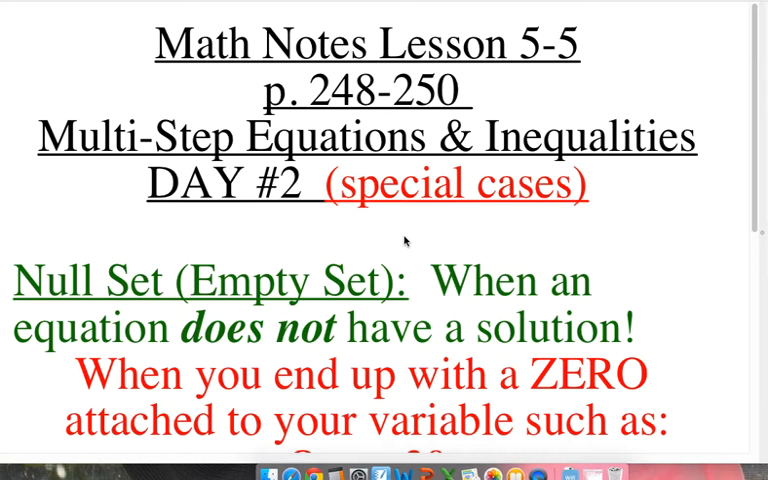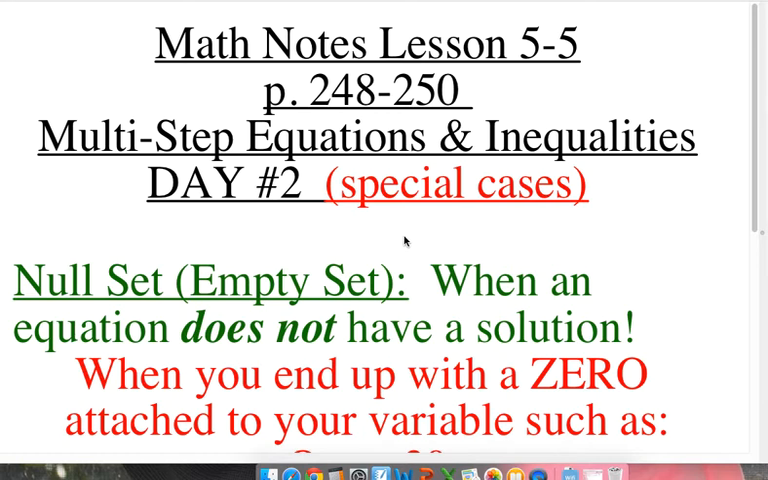We're going to be seeing multi-step equations today, and maybe some inequality symbols in there as well, but all in all, we basically work with those equations and inequalities the same way. What we're looking at today are some types of equations and inequalities that are called special cases.